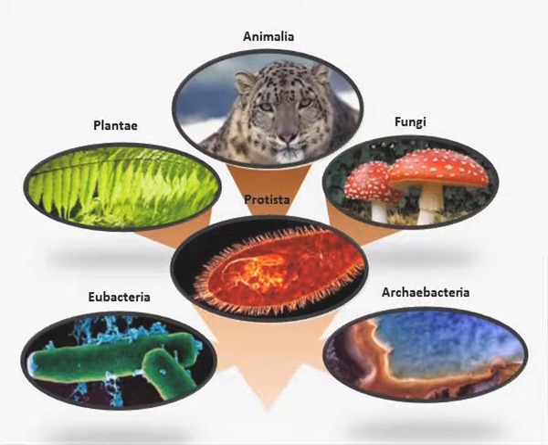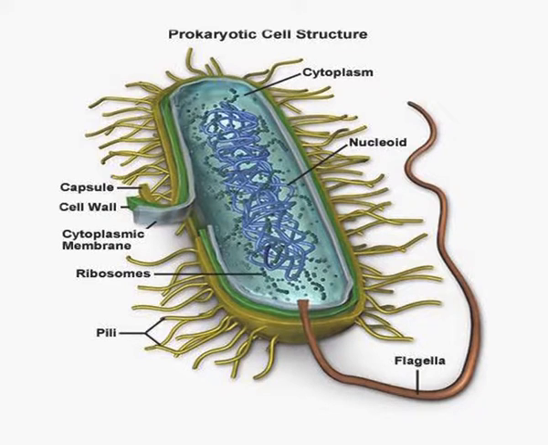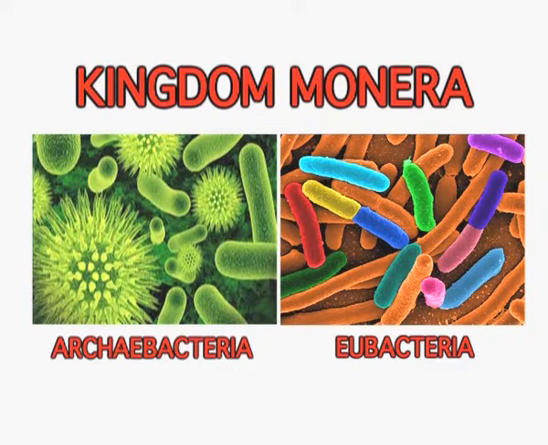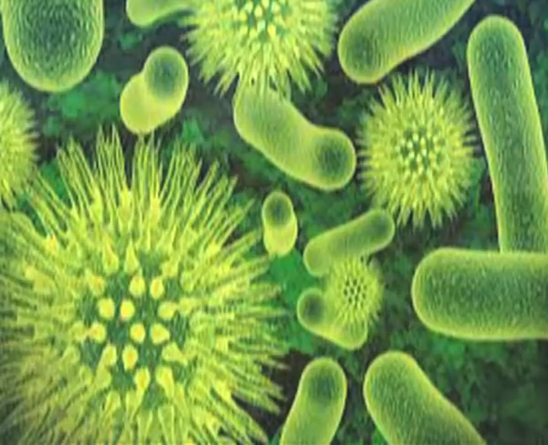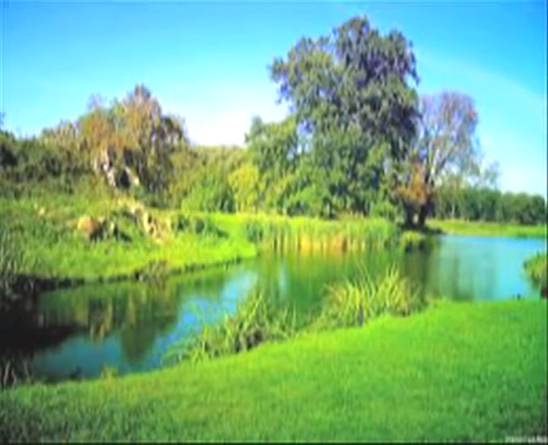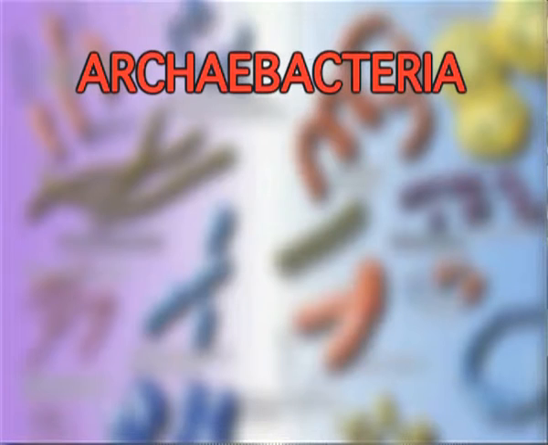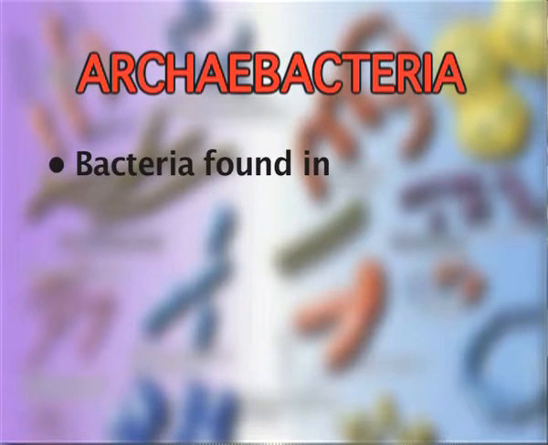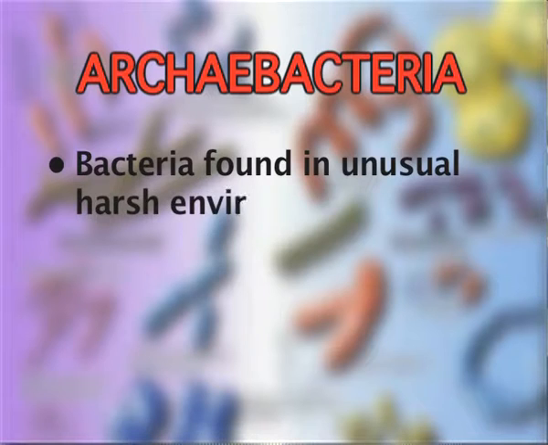Later, it was also found that since these prokaryotic bacteria were the first ones to exist on this earth, they were known as bacteria, and they included two groups. One was archaebacteria and the other was eubacteria. Now, the eubacteria are the true bacteria. Archaebacteria are the primitive ones that can survive under extreme conditions of the environment. Archaebacteria include all the bacteria that occur under harsh conditions.